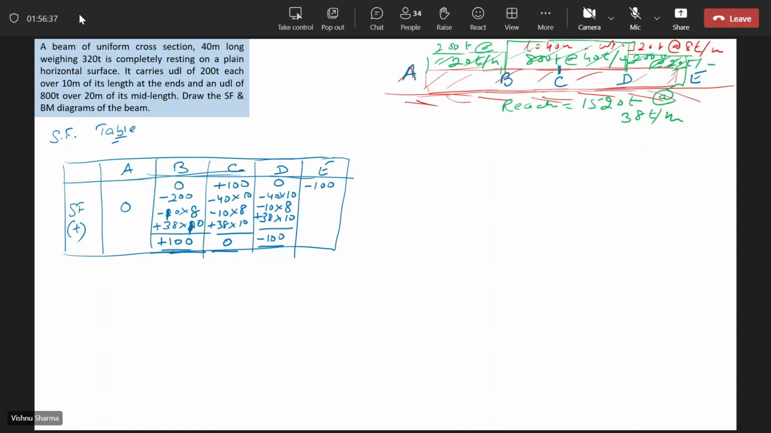What is the last span? 200 tons of UDL, 10 meters of beam weight, and 10 meters of reaction. How much does it become? It becomes 0. Have I filled in the SF table correctly based on what you learned yesterday? Yes, sir. Okay. Now we'll draw the SF diagram.